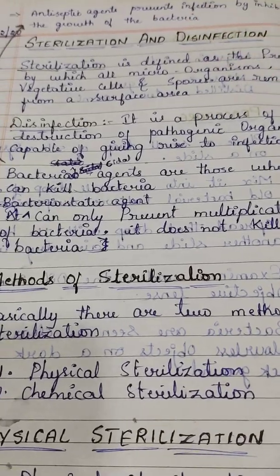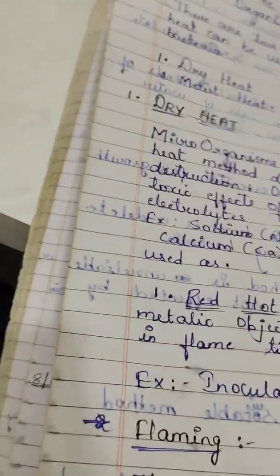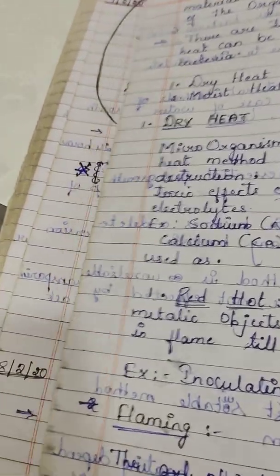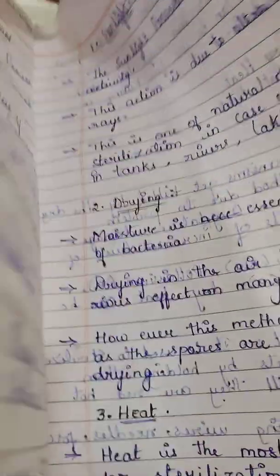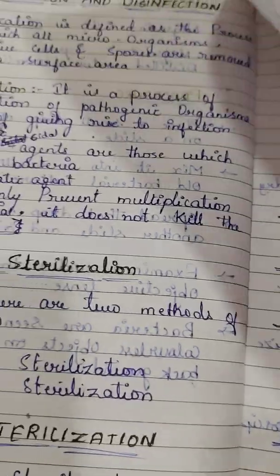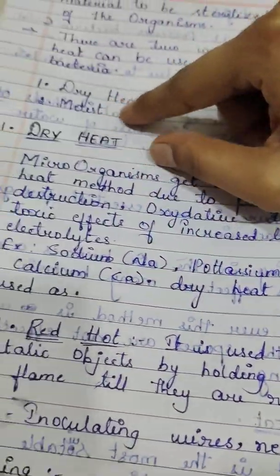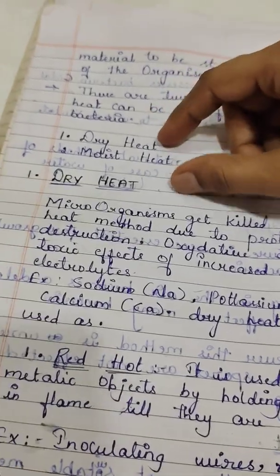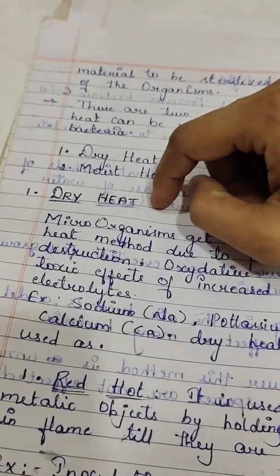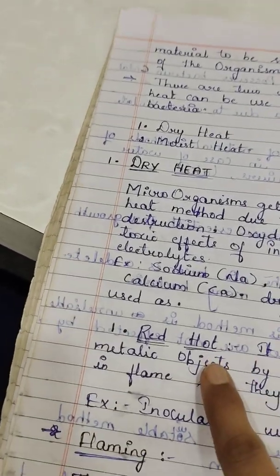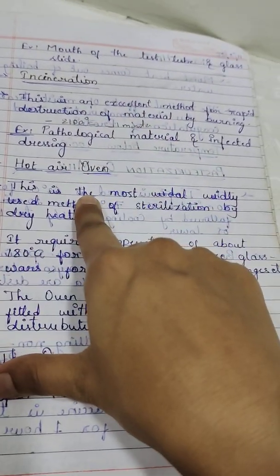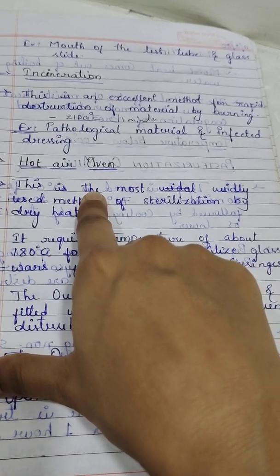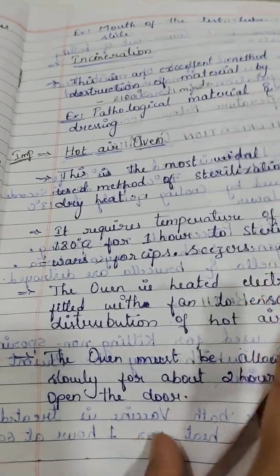Generally, physical sterilization is subclassified into different types. The first ones are sunlight, drying and heat. Under heat, we further classify into two types: dry heat and moist heat. Under dry heat, it is further classified into red hot, flaming and incineration, and hot air oven. These all come under dry heat.